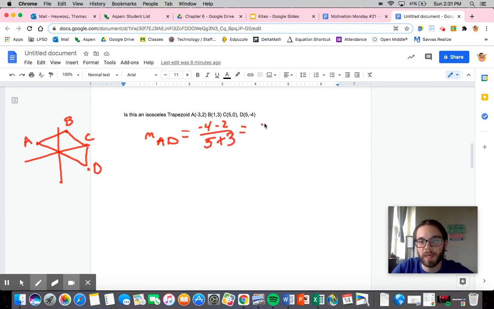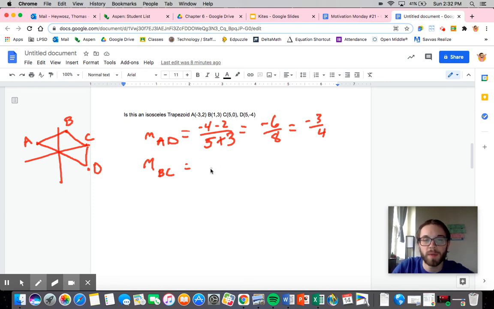So that would ultimately be -6 over 8, which makes sense based on the picture. That's why I paused for a second. I was like, this should be negative. All right, so that would be -3 over 4. Now, if we did this correctly, BC should also be -3 over 4. And if not, it will most likely not be a trapezoid.